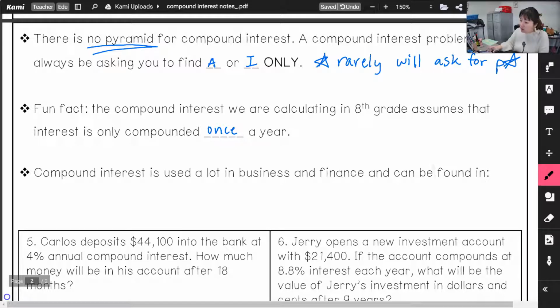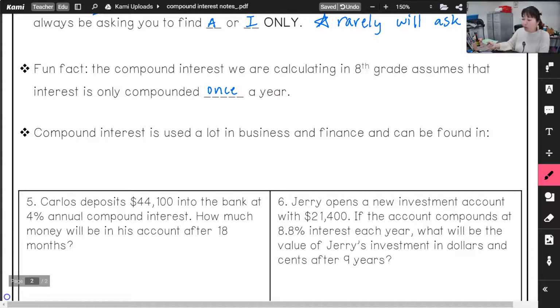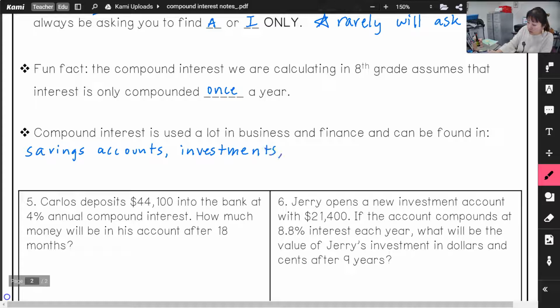Okay, so compound interest is used a lot in business and finance, so here are some examples of places where we can find it: savings accounts, investments, stocks, loans, and credit cards. Basically, almost everything that we didn't use simple interest for.